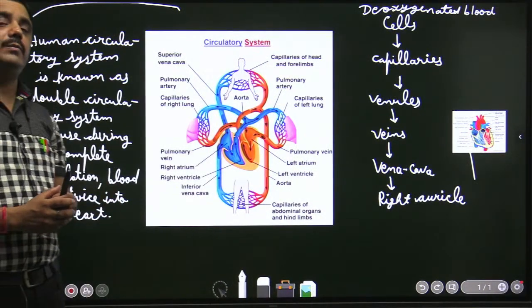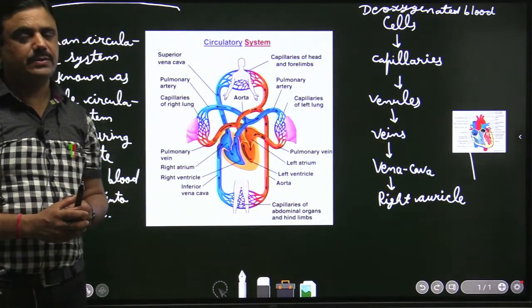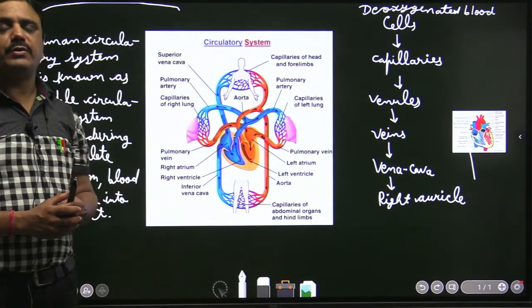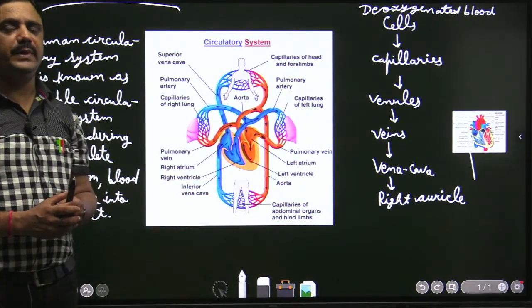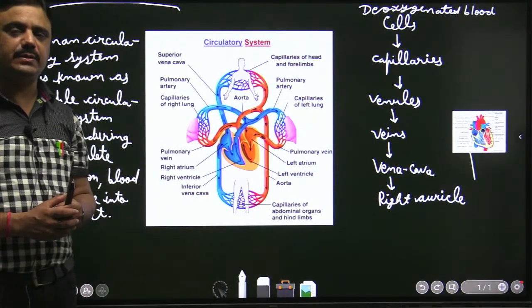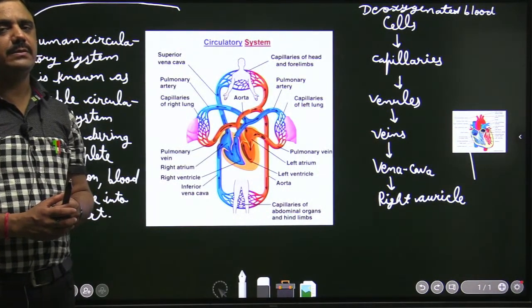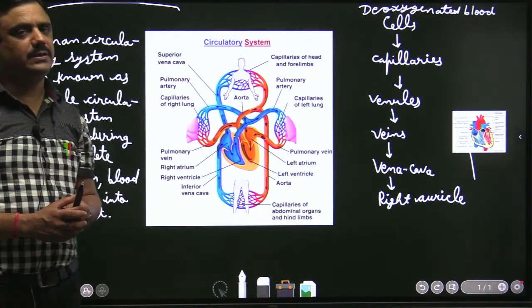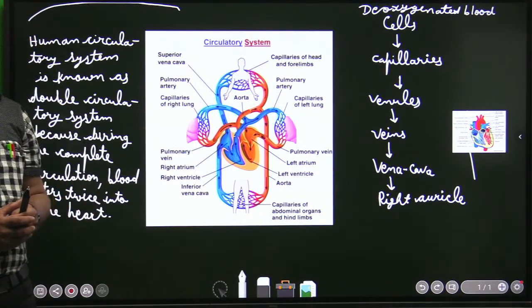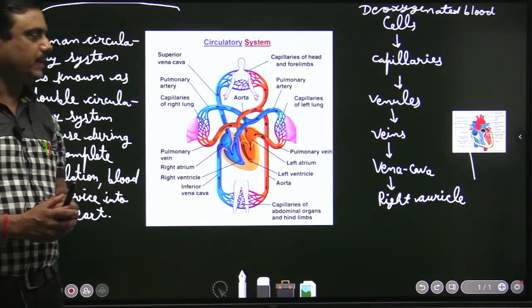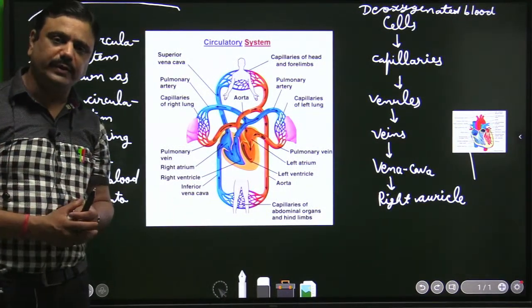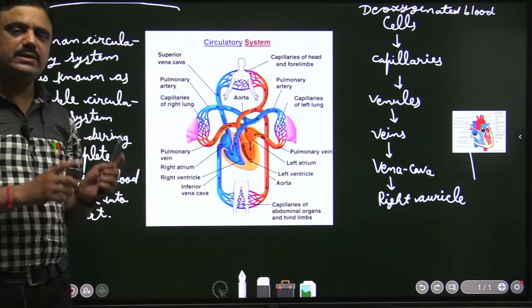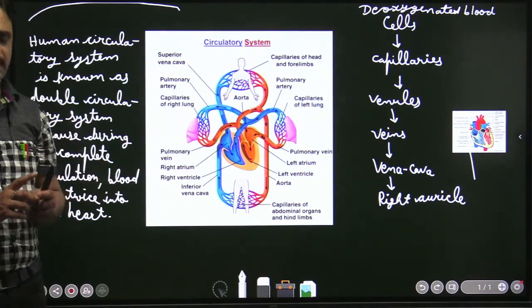So the normal heartbeat rate of human beings is approximately 72 times per minute. Our heart beats 72 times in a minute, and each time it pumps the blood into the body. In each heartbeat, it pumps the blood into the body, and it works continuously. Okay?